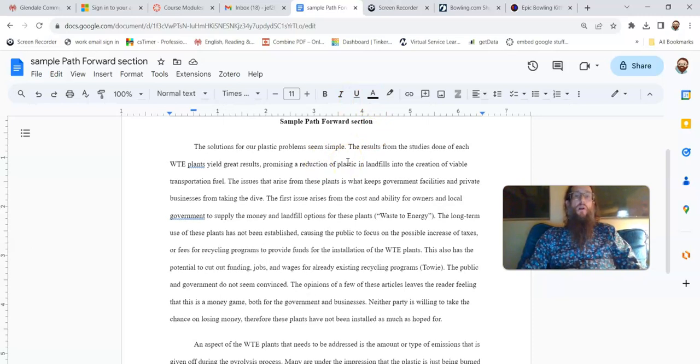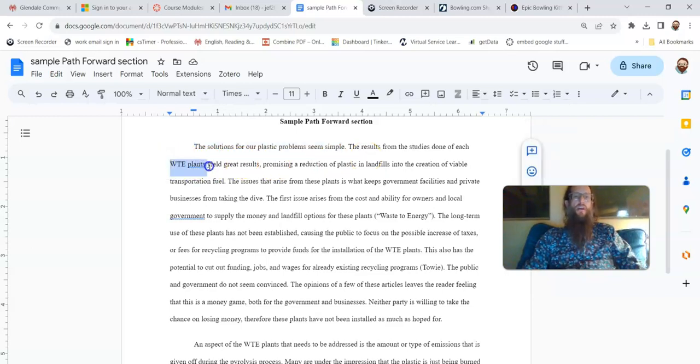Right. So I love the topic sentence here because she lets you know the paragraph is going to be about solutions. What are we going to do about this plastic waste problem? And she talked about these plants in the prior section.